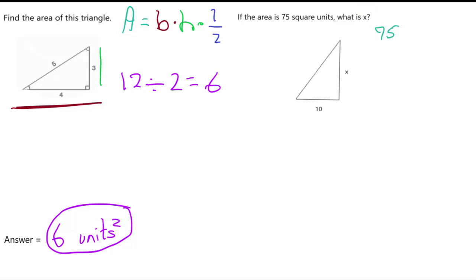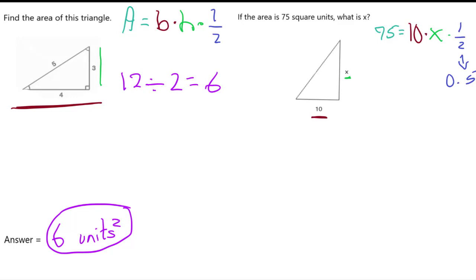75. And then the base would be this 10 right here, 10. And we still don't know the height because it is this x right here. So we're going to put the x down, times 1/2 right here. So now we're going to have to solve this equation. Also, if you see 1/2, if you turn it into decimal form, it could also be written as 0.5. And this will really help us in finding the answer.